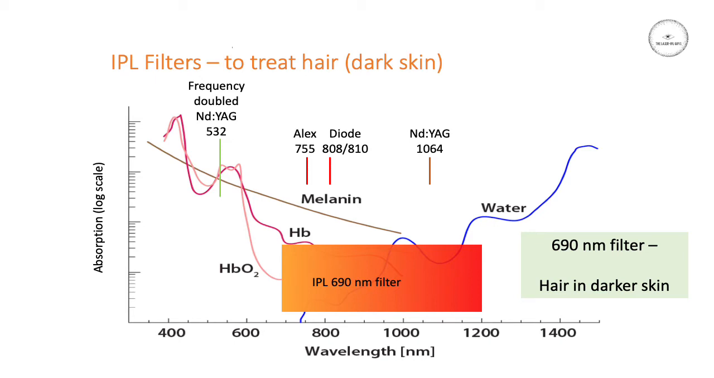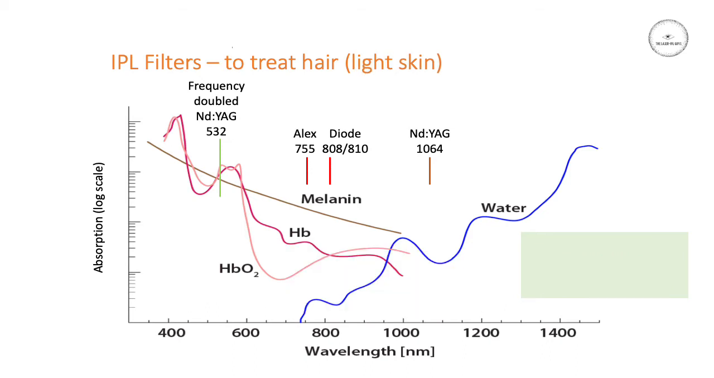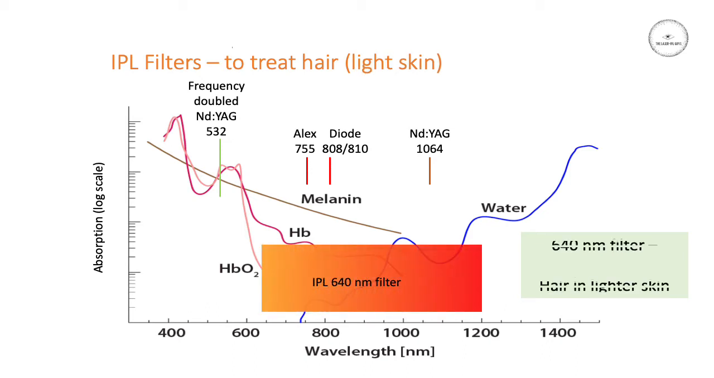So it'll be absorbed in the melanin, but it'll have less absorption in the epidermal melanocytes and the melanin there, which means you'll have less damage potentially compared with a 640 filter like this one. So this filter would be used for hair in lighter coloured skin, and in that way you can damage the hair, hopefully preferentially, compared to the basal layer melanin.